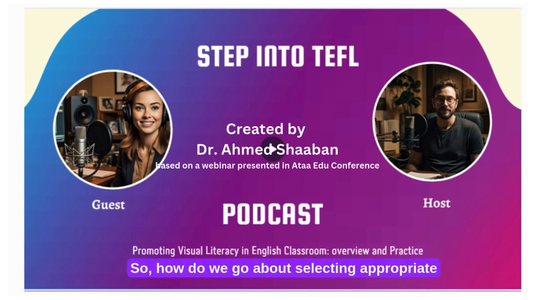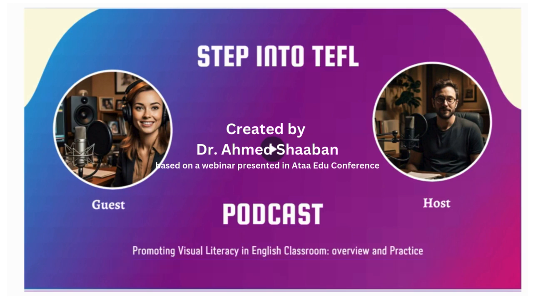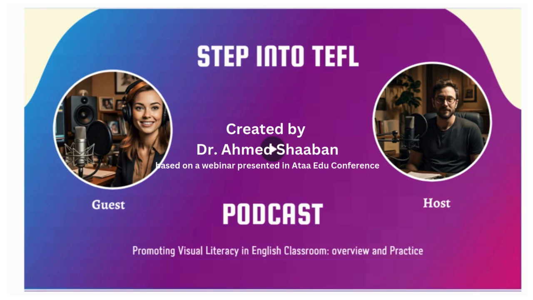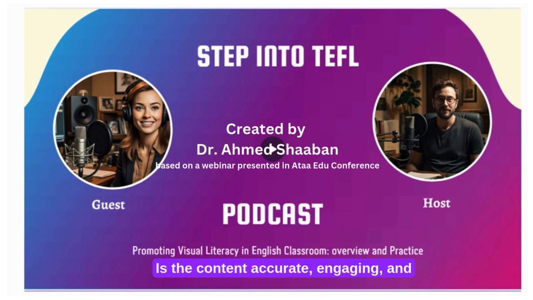So, how do we go about selecting appropriate YouTube videos for our English language classes? What criteria should we prioritize? First, consider the video's educational value. Does it directly support the lesson's objectives? Secondly, assess the video's quality. Is the content accurate, engaging, and well-produced? Thirdly, check for age appropriateness and cultural sensitivity. And finally, ensure the video's length is suitable for the lesson's timeframe.